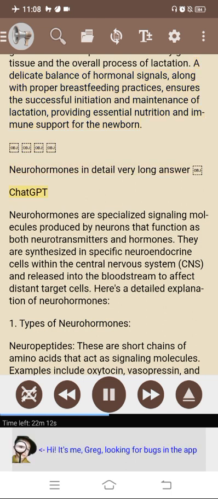Neurohormones in detail. Very long answer. ChatGPT. Neurohormones are specialized signaling molecules produced by neurons that function as both neurotransmitters and hormones. They are synthesized in specific neuroendocrine cells within the central nervous system (CNS) and released into the bloodstream to affect distant target cells. Here's a detailed explanation of neurohormones.